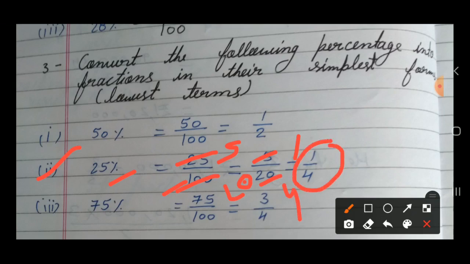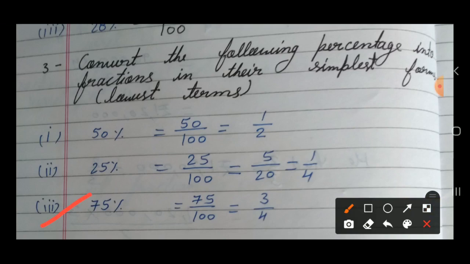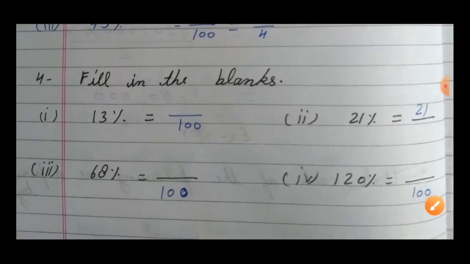And this is the fractional form. Third part is 75%. After removing this sign we get 75 upon 100. 75 and 100 are both divisible by 25. 25 threes are 75, 25 fours are 100. So 3 upon 4. This is the required fractional form. Now come to question number 4.